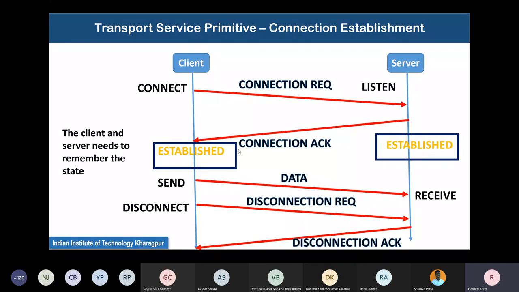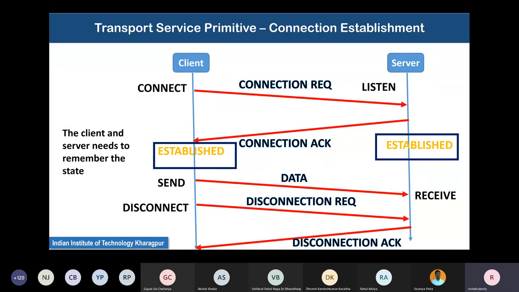Whenever using the send primitive, the client sends data and the server receives the data. And then finally, when all the data has been sent, or for any reason at any point of time, the client can request a disconnect. This disconnect is also in the form of a special packet, a special segment, and then the server, if it agrees to the disconnect, disconnects. So this seems quite simple.